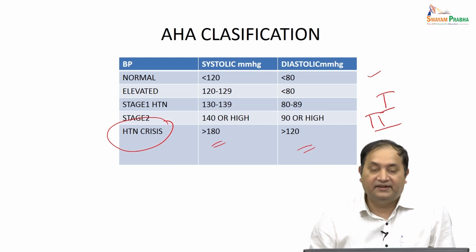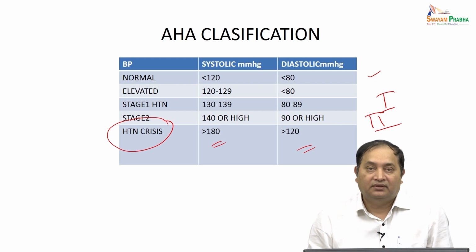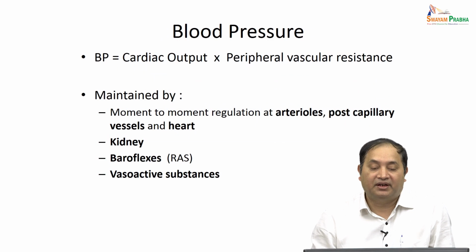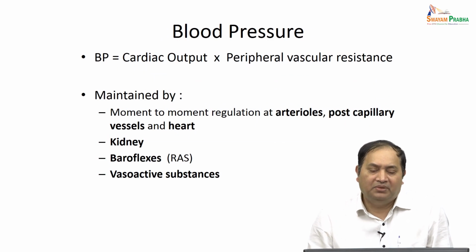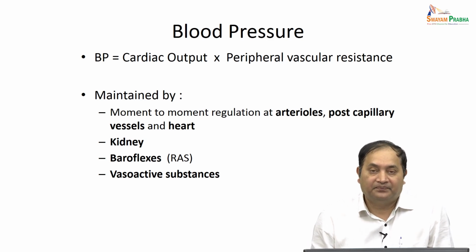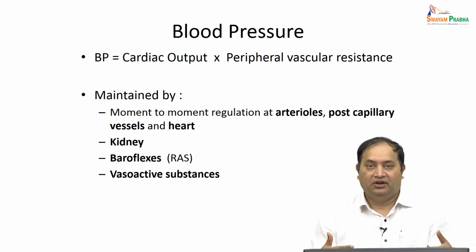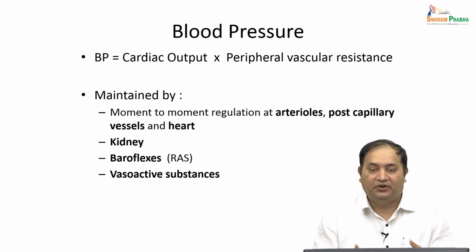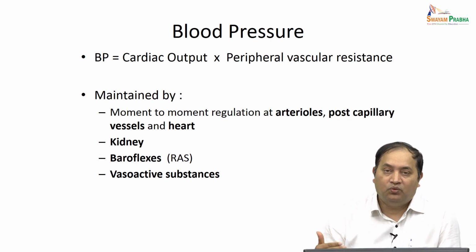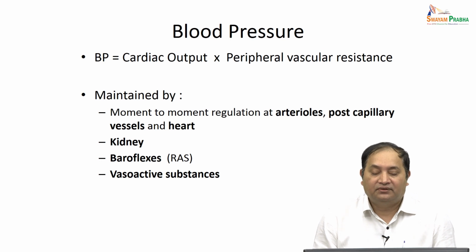So, as per this American Heart Association classification, you have normal, elevated, stage 1, stage 2, or hypertensive crisis. Now, as you know, blood pressure is nothing but cardiac output multiplied by peripheral vascular resistance. You also need to understand in great detail the physiological regulation of blood pressure, that is, the moment to moment regulation at the arterioles, the post capillary vessels, or in the heart.